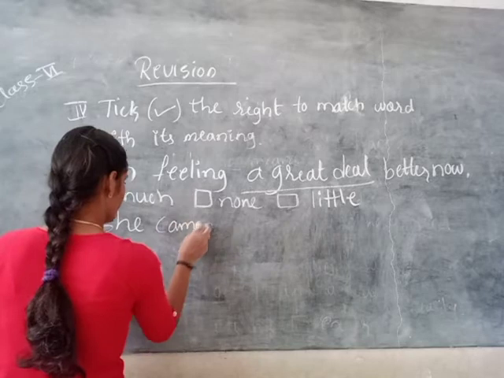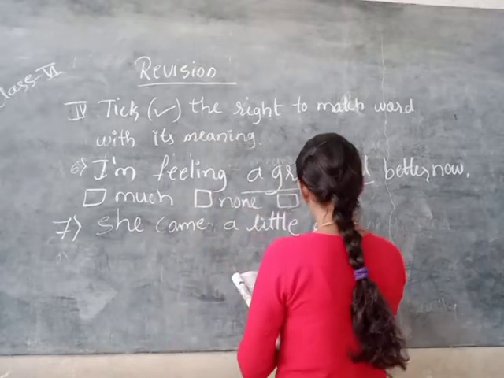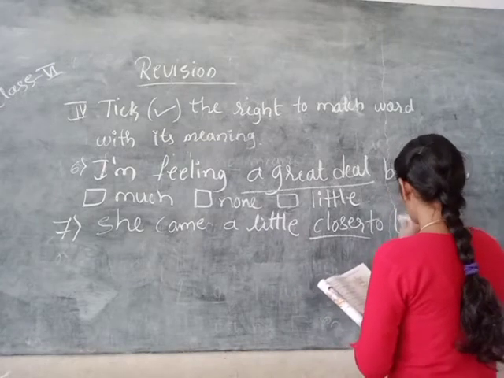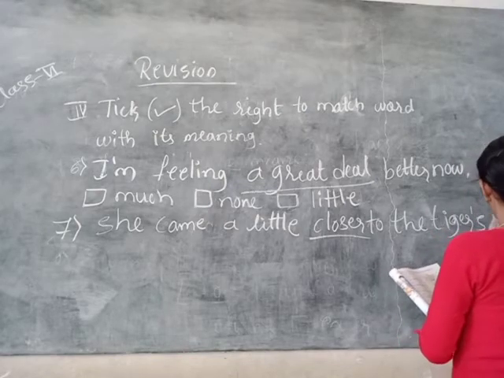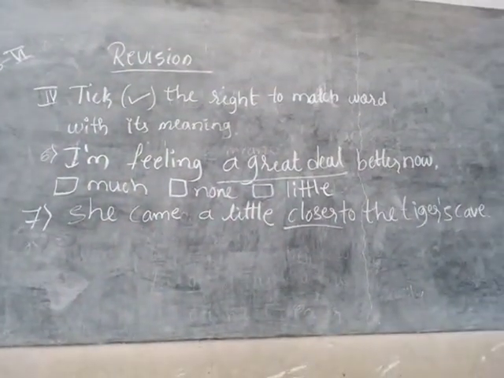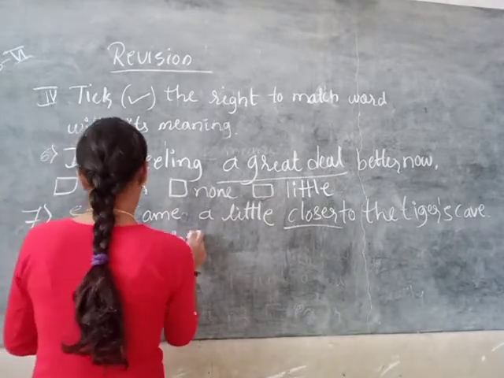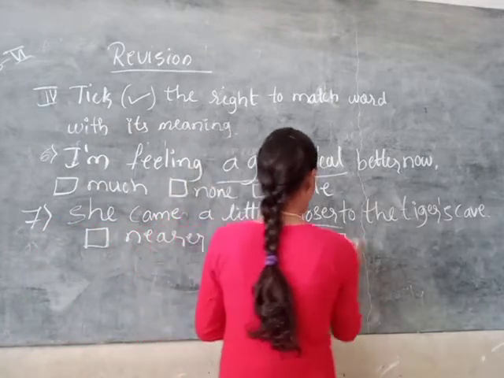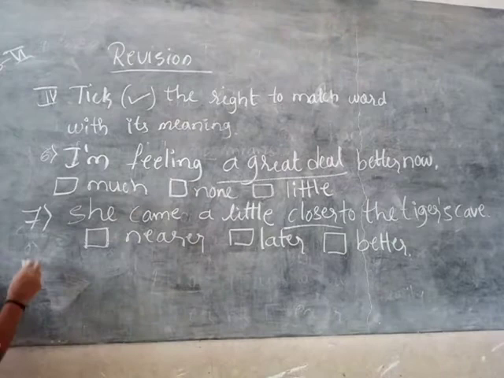She came a little closer. So which word tells the meaning of closer? You have to write here, students. Closer to the tiger's cave. Tiger's cave. Okay. What does it mean by closer? Nearer or later? Or is it better? Which one is correct? Which word gives the meaning here?